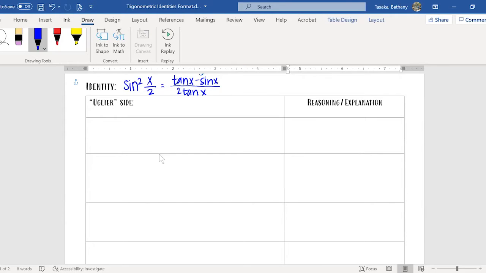Okay, so I think we actually have some options here. We could pick the left side, we could pick the right side. I'm gonna pick the right side and let's just see where we end up.